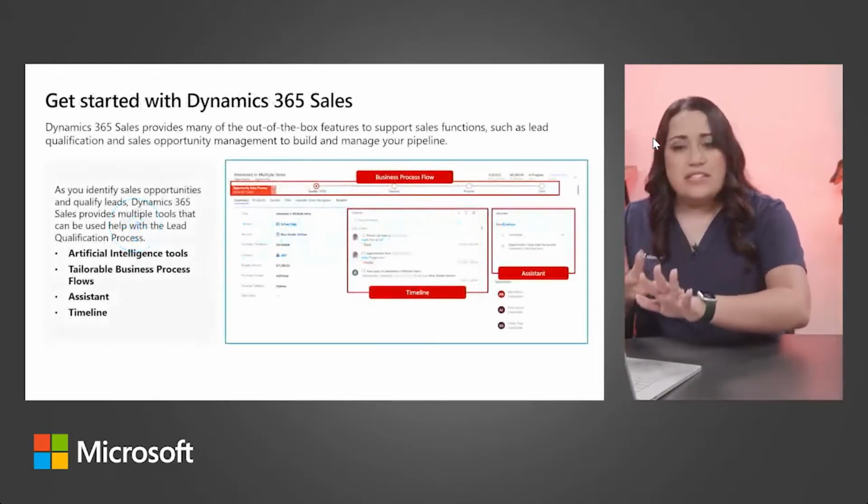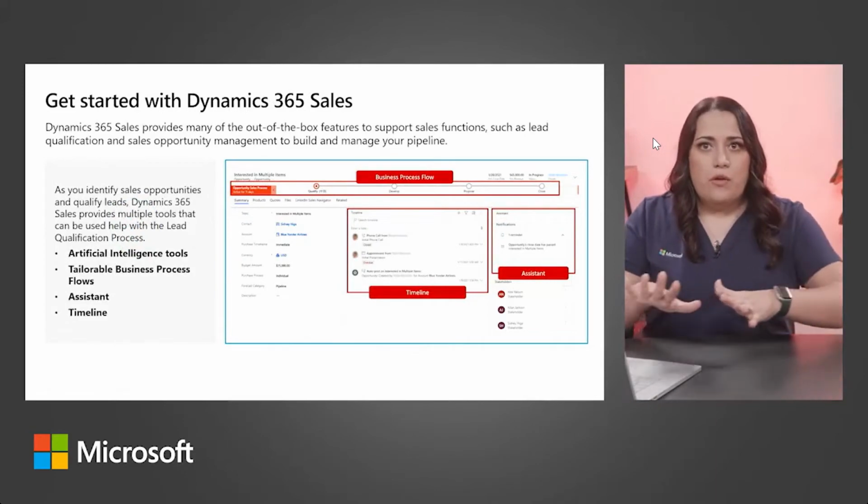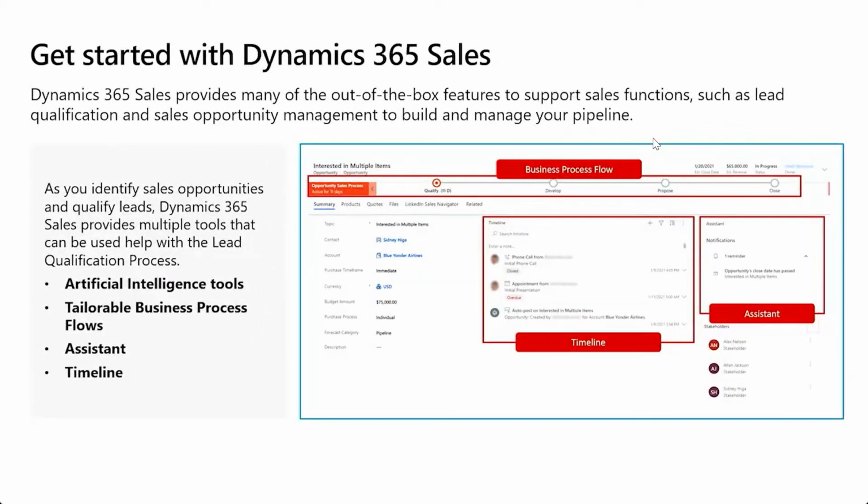So when we look at all of the different tools that are available, we have lead qualification and sales opportunity management to help build and manage your sales pipeline. And all of these tools can be easily configured to help support your sales organization's unique or ever-changing needs. And this actually ensures that your organization can use modern selling tools and technology with your own proven sales practices. And we'll actually look at these in more detail later on.